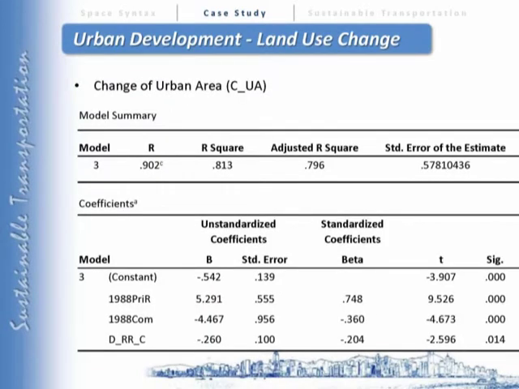Here is the regression result of the change of urban area. Again, only 3 parameters are considered significant. They are commercial and private residential land use of 1988 and the change of connectivity value of the rail network.